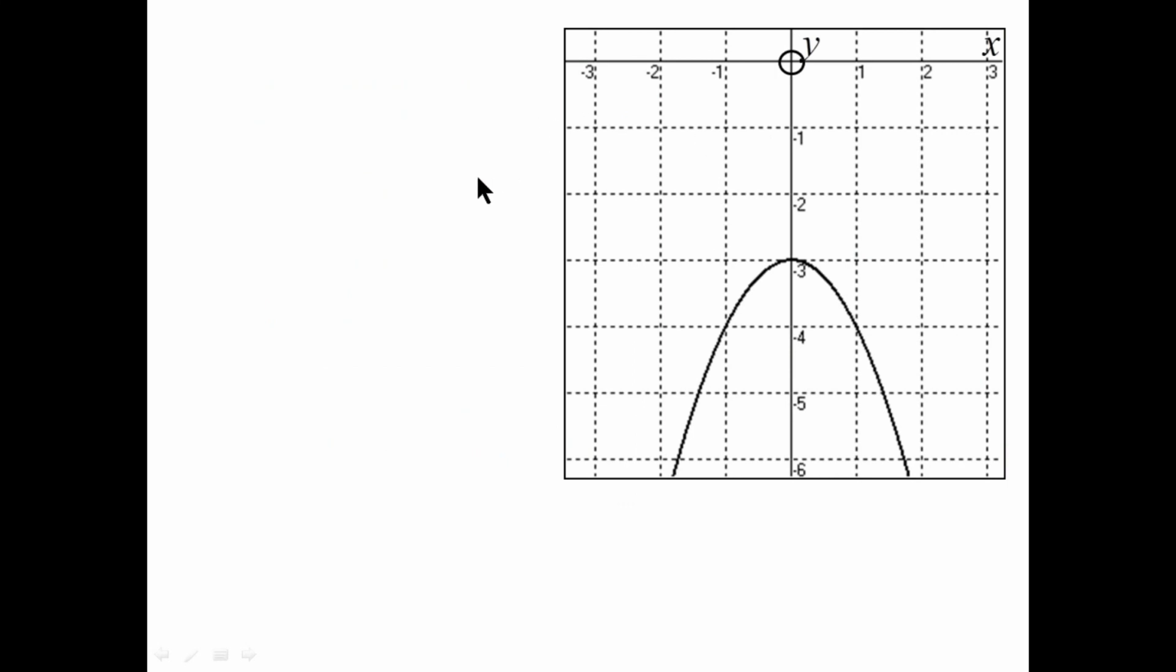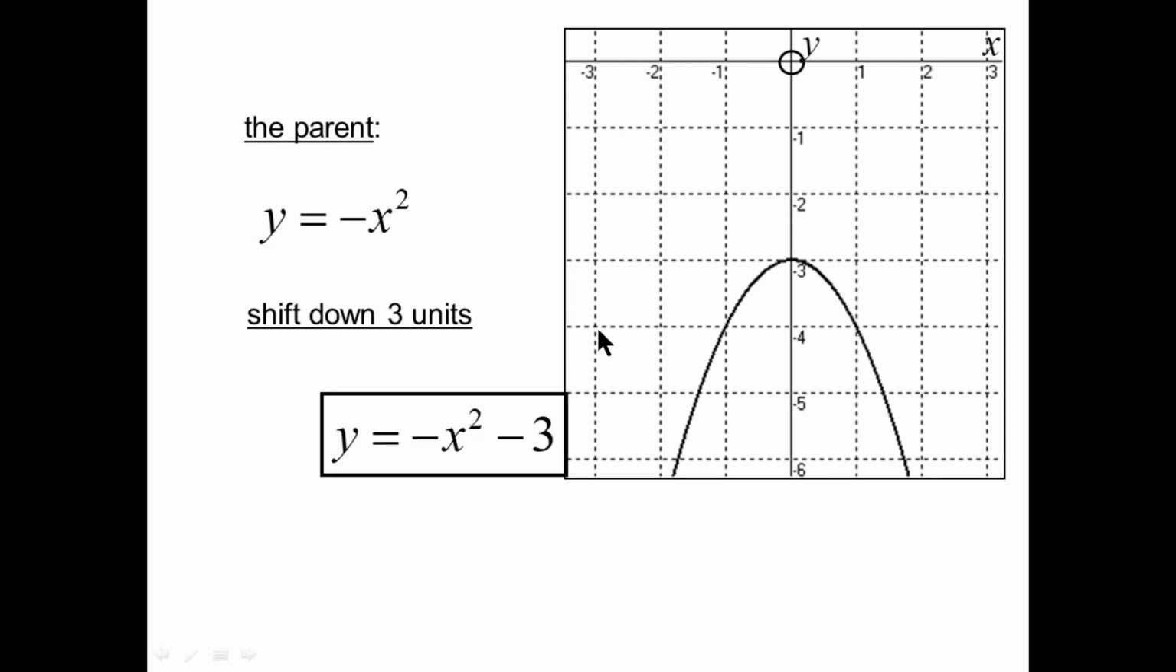And a parabola. Looks like a parabola. So it would be our parabola that opens down parent. The parent would be the negative x squared. But it's been shifted down 3, so we simply shift it down 3 with a minus 3 on the end.